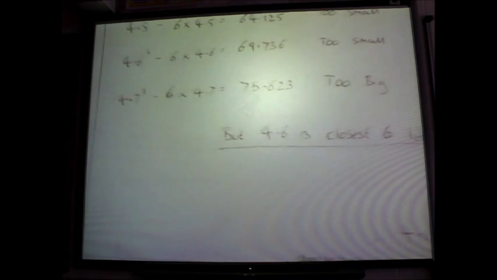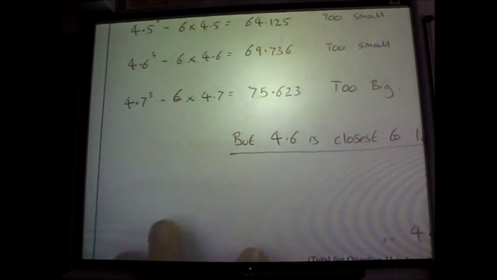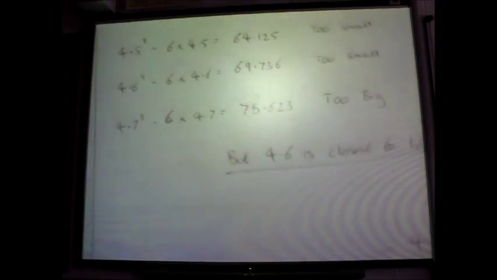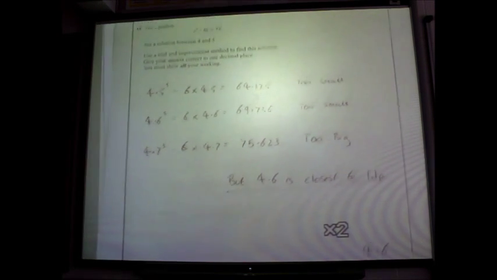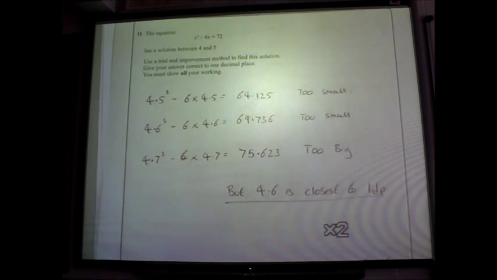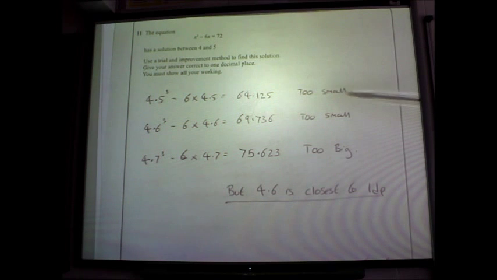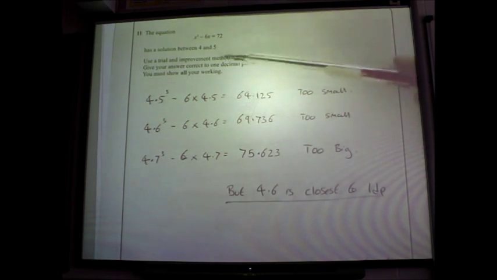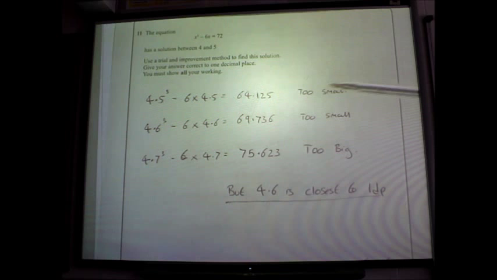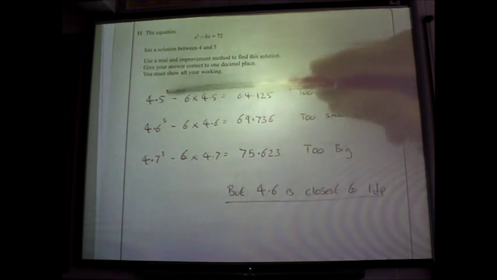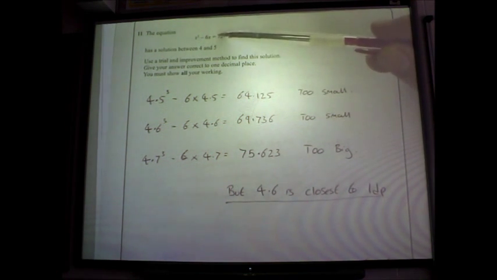Question 11. Trial and error, this one. These are always lovely, easy marks in the exam. It tells you the solution is between 4 and 5, so this is how you must set it out. If it's between 4 and 5, start off at 4.5 in the middle. To me it makes sense. Work it out by putting it in the equation there.